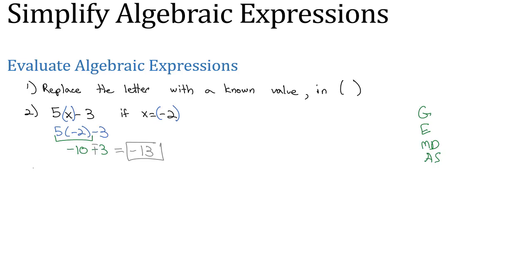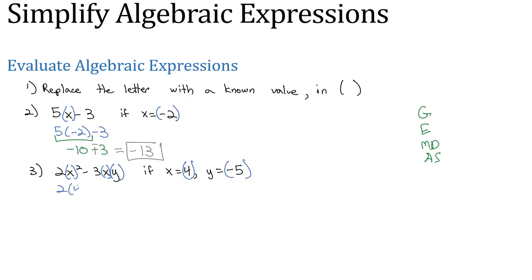Let's try one more example. Let's try 2x squared minus 3xy. Each of those letters represents an unknown value, so it's just a placeholder for this unknown value. And then later we learn that x equals 4 and y equals negative 5. Now I can go in and plug in wherever I see an x, I can replace it with 4. And wherever I see a y, I can replace it with negative 5.